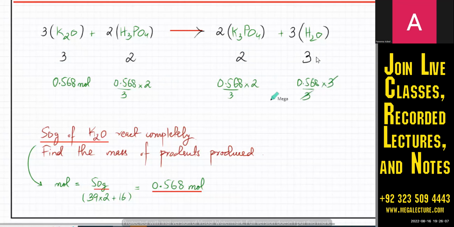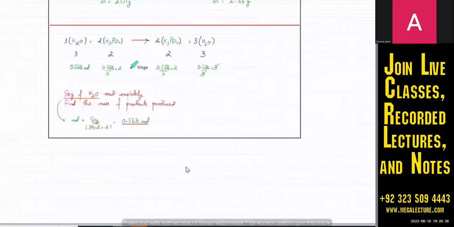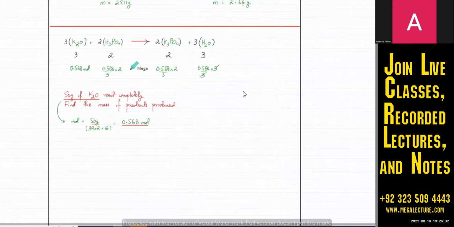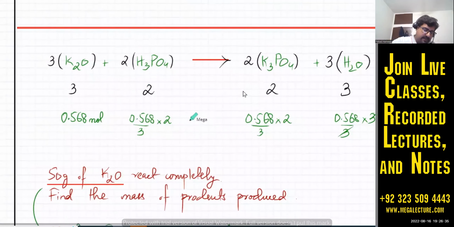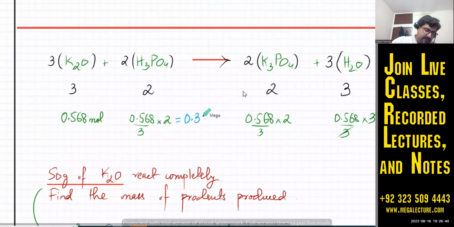What values do you get for this? 0.379 for the second one. I rounded it. So you're getting 0.379 moles. Make sure you always write the unit. This is going to be 0.379 moles as well.